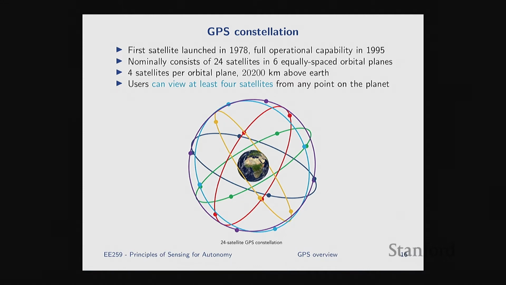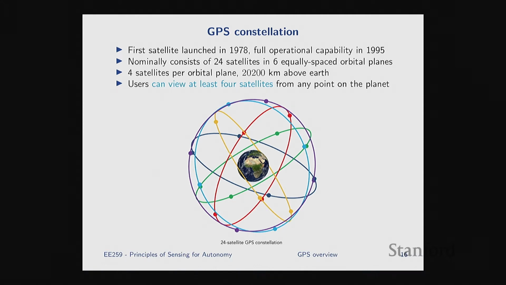And these are at an altitude of 20,200 kilometers above the Earth, okay? And they're orbiting the Earth. So it's very important that the location of these satellites relative to the Earth is not constant. They're rotating around the Earth.